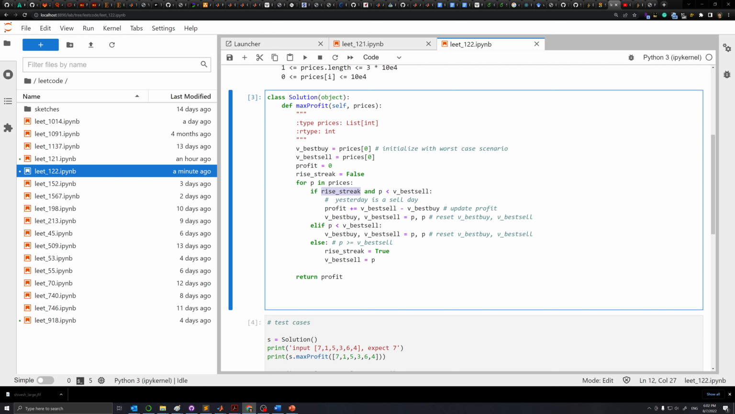So what are we going to do? P in prices plus a zero. We're just going to do that. Yeah, we're virtually adding a virtual price zero day at the end.